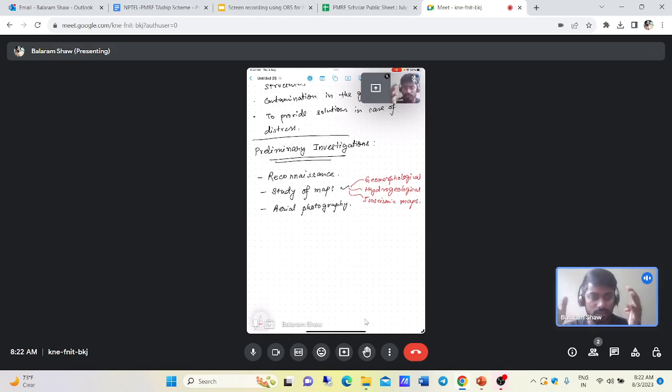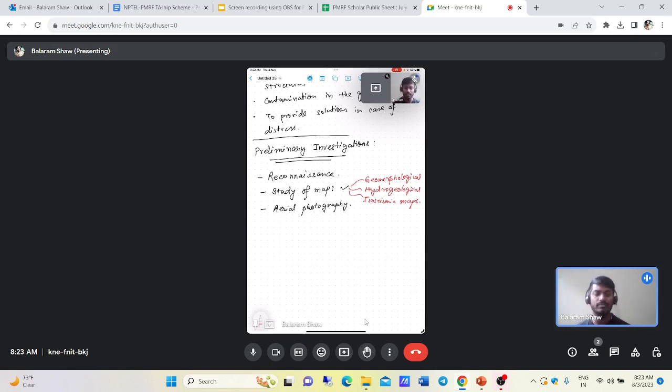For survey of a relatively larger area, we use aerial photography, the satellites and all. With this we understand the topography, the drainage patterns, the details on the erosion, deposition, then sinkholes, all those things we understand from the aerial photography. Okay, now after doing this preliminary investigation, we understood, okay, these sites are eligible for our construction.